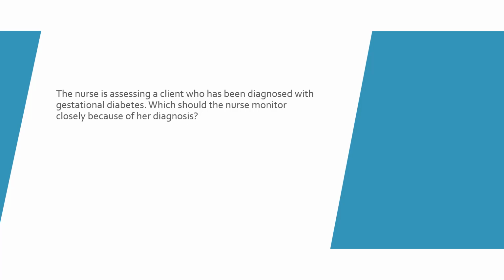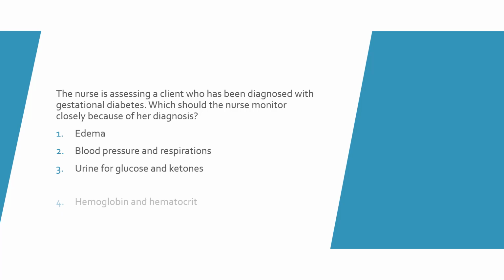Here's the first question. The nurse is assessing a client who has been diagnosed with gestational diabetes. Which should the nurse monitor closely because of her diagnosis? 1. Edema. 2. Blood pressure and respirations. 3. Urine for glucose and ketones. 4. Hemoglobin and hematocrit.